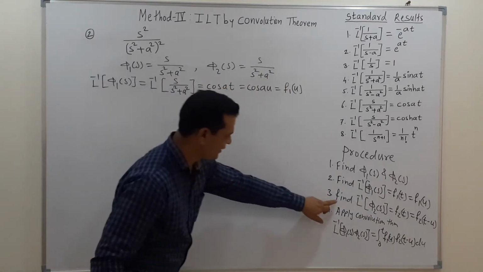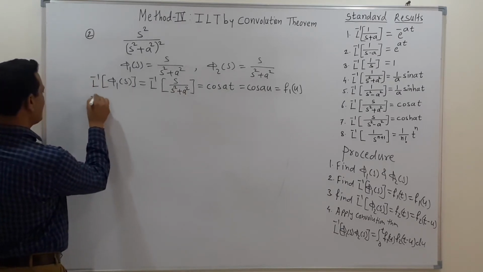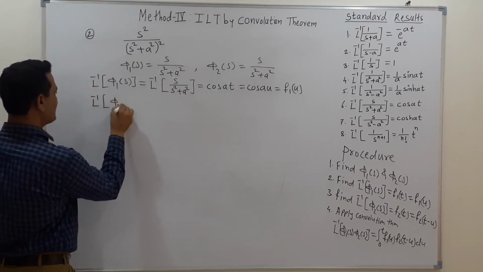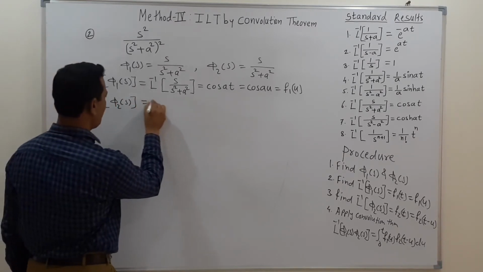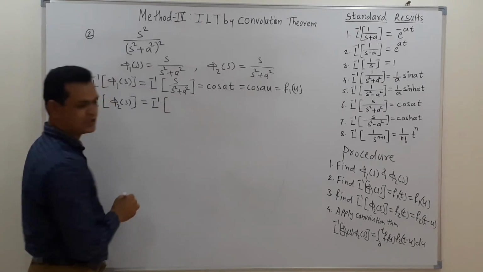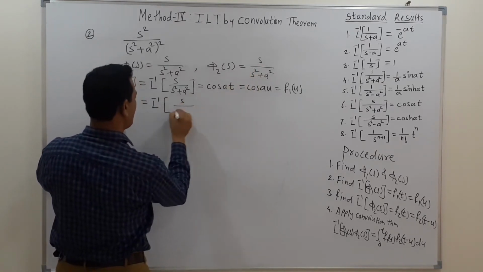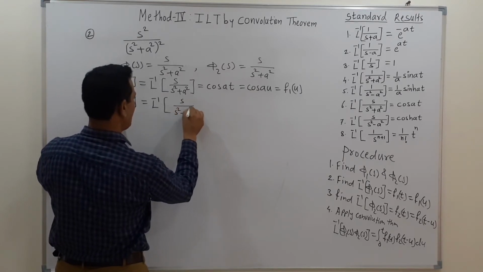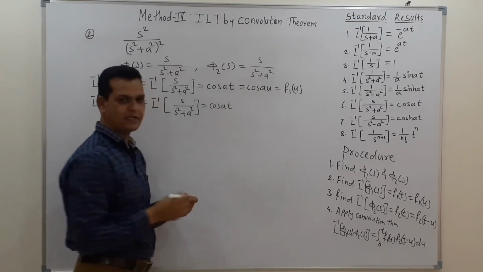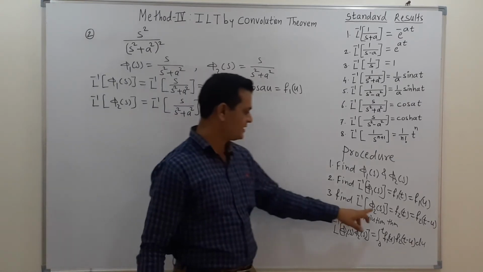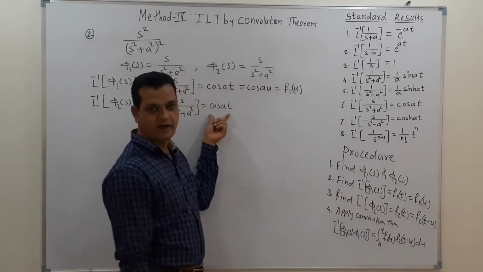Now the third step is to find the inverse Laplace transformation of phi 2 of s. So the value of phi 2 is again s upon s square plus a square, which is again the same term, cos of at. But step number 3 says that we get the value of f2 of t. So this is the value of your f2 of t.